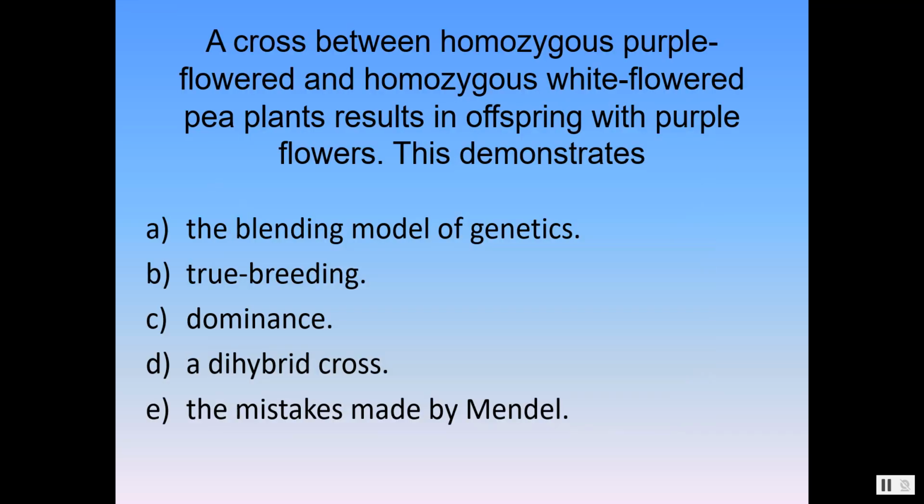So a cross between a homozygous purple flower, which is 2 capital P's, and a homozygous white flower, which is 2 lowercase p's, will result in offspring with purple flowers. This demonstrates what? Because the purple flowers of the offspring are going to have 1 capital P and 1 lowercase p. So this must be demonstrating complete dominance. The purple is going to overshadow the white.